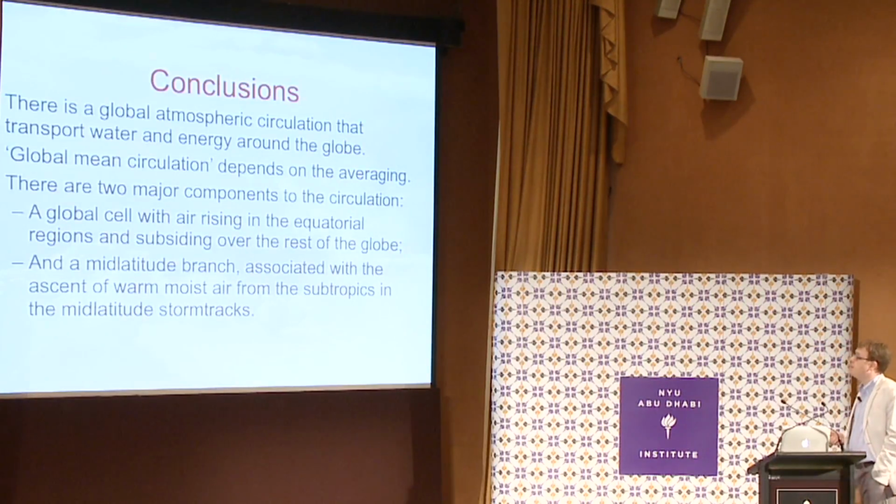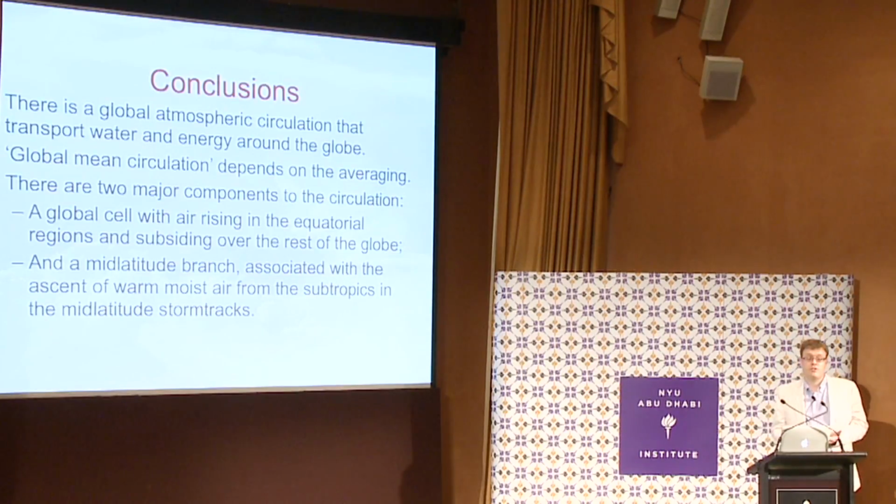I'll just finish that part and go to the conclusion. So one of the key aspects is that if we look at the atmospheric circulation, if we look at the variation of climate, if we look at why we have clouds in certain regions, why we have dry regions, where you have more moist regions, this is tied to the fact that there is a global pattern in the atmospheric circulation.